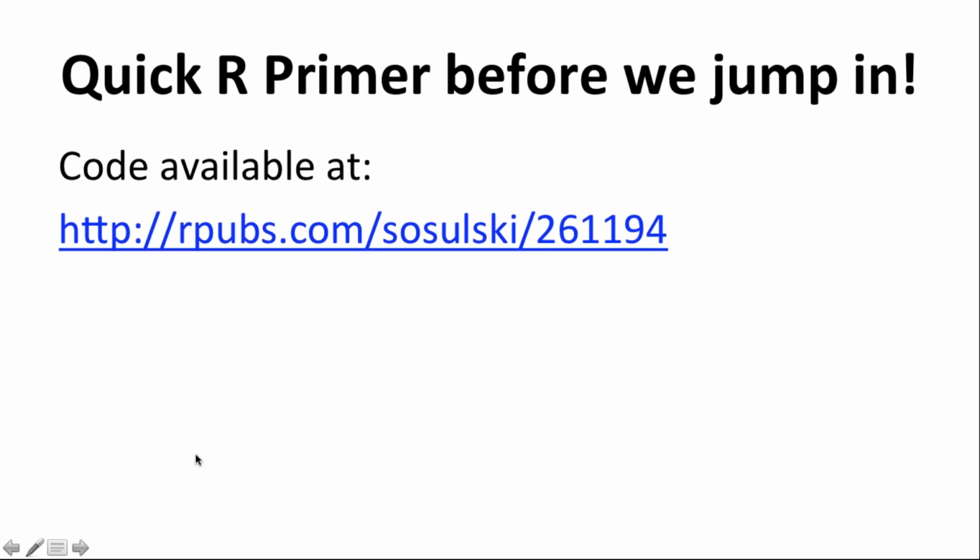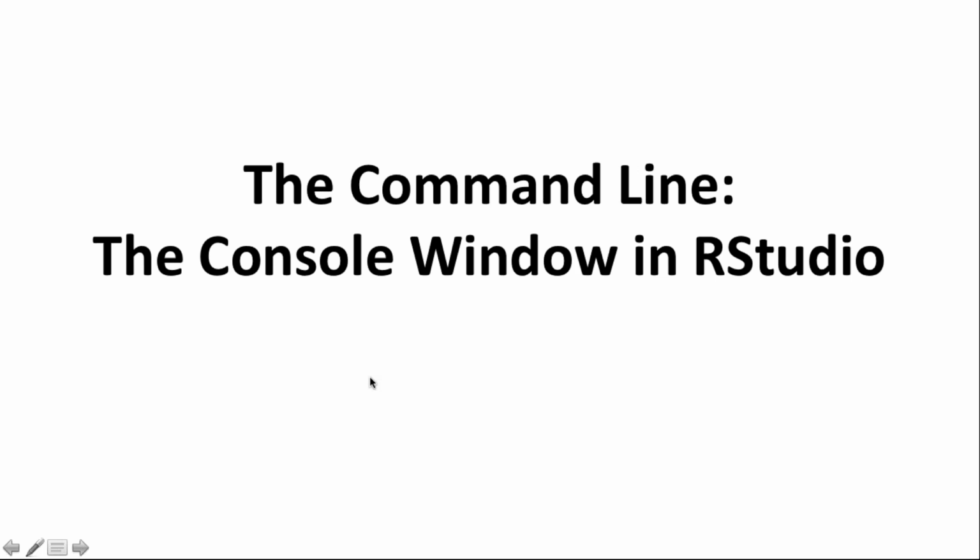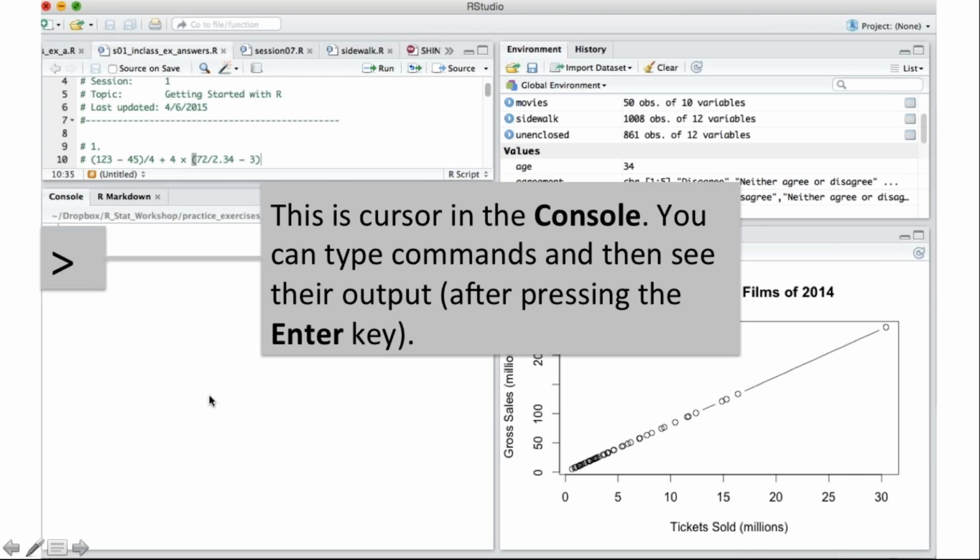So I'm going to do a quick primer before we begin with those exercises, just to go over some really basic stuff from session 1, to make sure everybody has a clear understanding. Like I said, you'll get everything by email with all the links tomorrow, but the code I'm going to go over is also available here. We're going to talk about the command line, the console window in R. That's this space here.